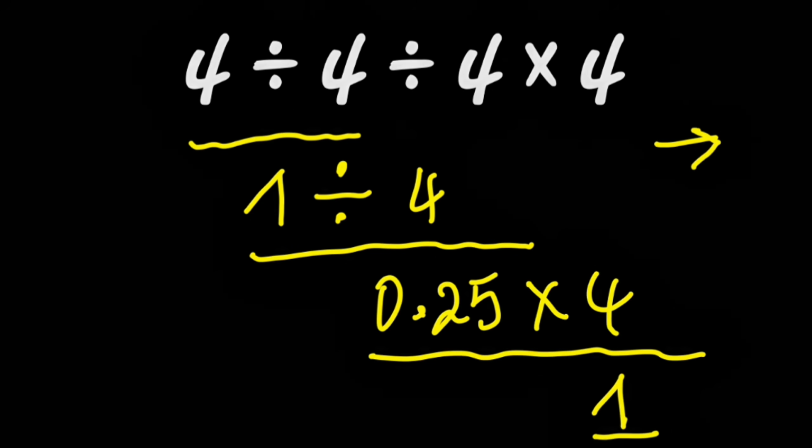And there we have it. The correct value of 4 ÷ 4 × 4 is 1. It's a simple problem, but a perfect reminder that PEMDAS and left-to-right rules are super important in math.